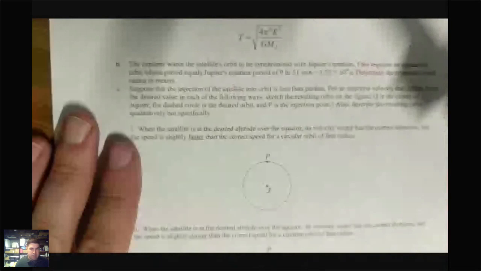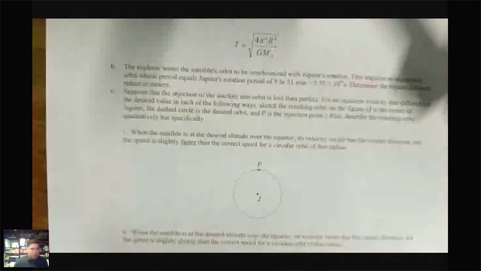Okay, next part. Part C. Now, suppose the injection of the satellite in the orbit is less than perfect. If the velocity differs, sketch a resulting orbit. J is the center, the dashed circle is the desired orbit, and P is where we entered. Also describe it qualitatively but specifically.